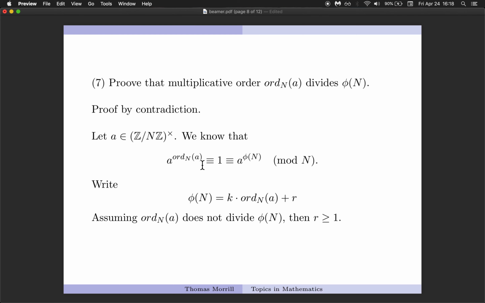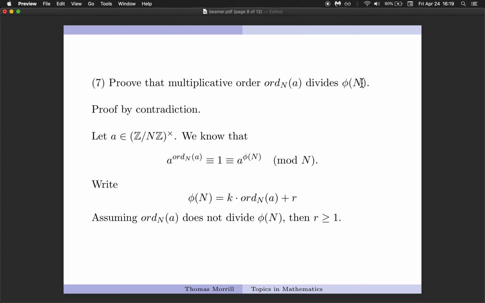This is a number that only makes sense for residues a that are in Z mod nZ cross, right? So the multiplicative units mod n. And phi of n, first off, is just the number of elements in this set, which is saying that phi of n is the number of residues a which are relatively prime to n.